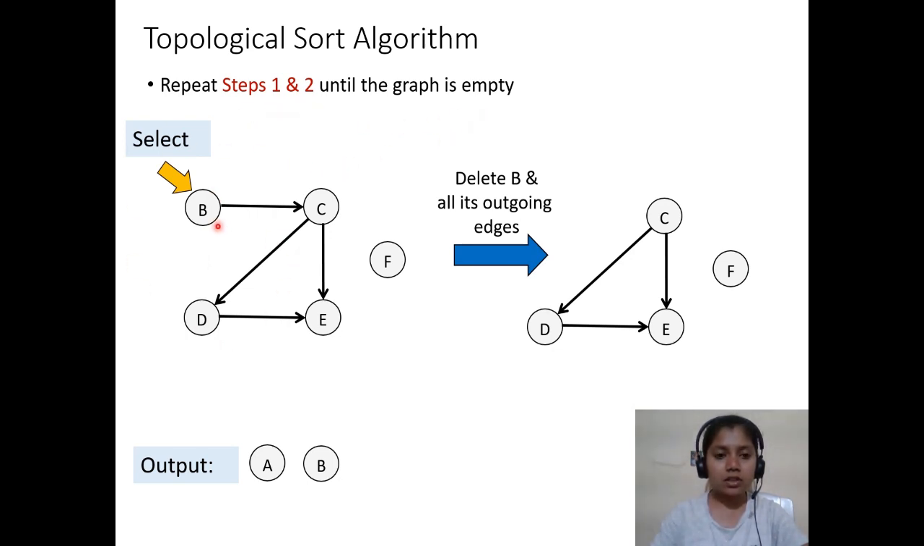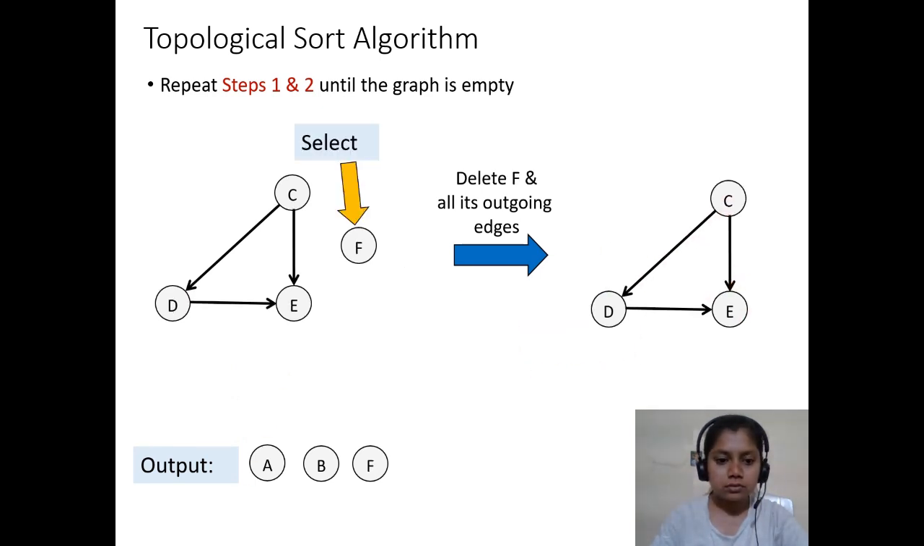So in this graph we see that B has no incoming edges, so we delete this vertex and its outgoing edges from the graph, and put the vertex B to the output. So this is how the graph looks now. Next we see that C and F have no incoming edges. So we select F, and we delete it from the graph. Now the output we observe is A, B and F.